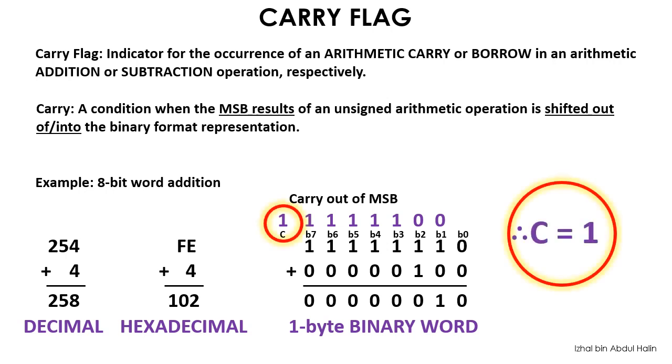This 1 causes the carry flag to be set to 1. If you look at the 8-bit binary addition results, its decimal equivalent is only 2, which is clearly wrong. The answer should be 258. You can obtain 258 if you treat the C flag as the MSB. Surely this is something to think about.